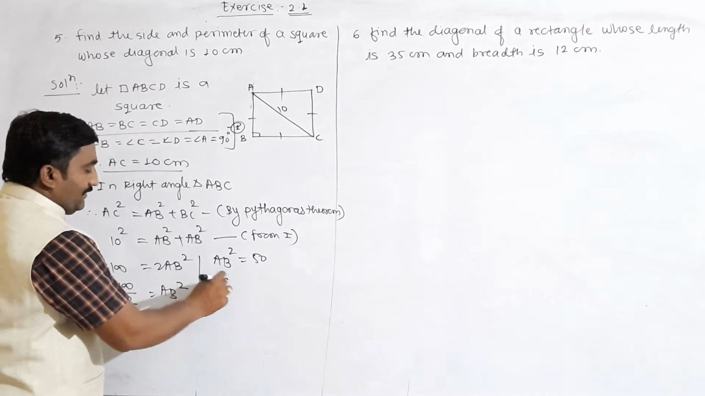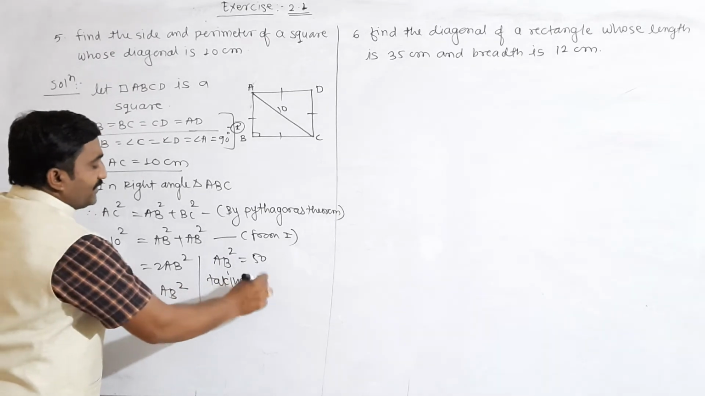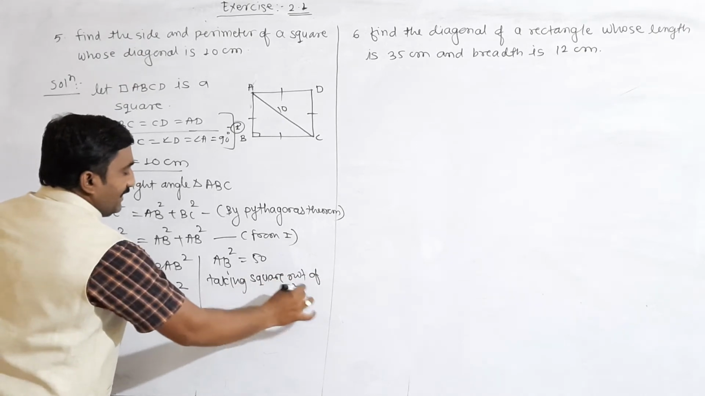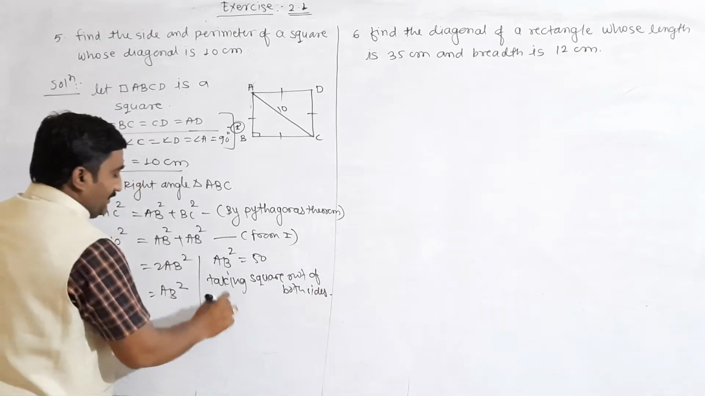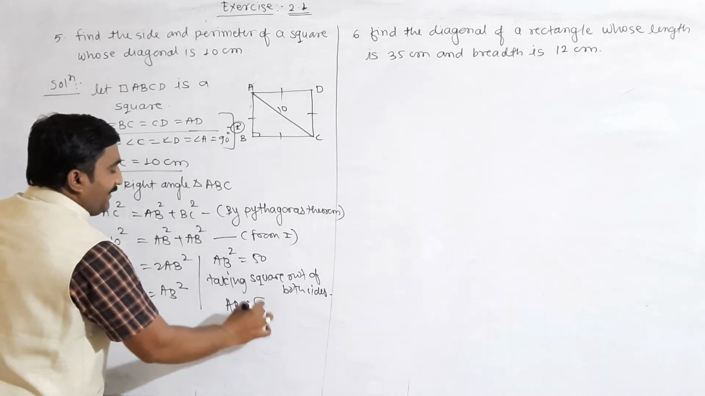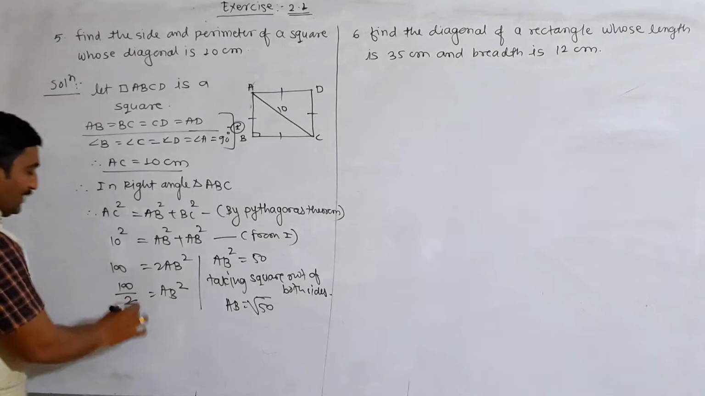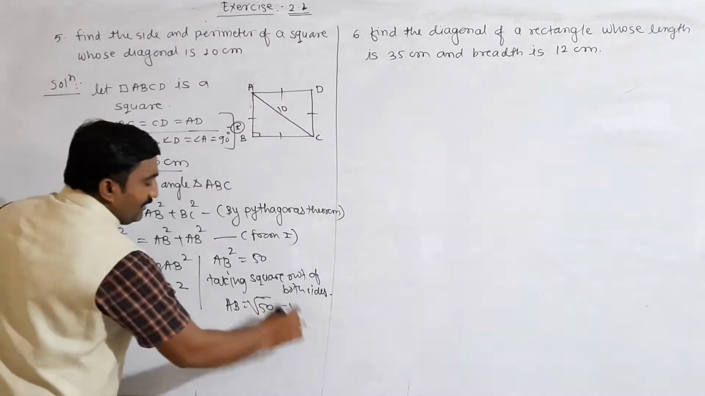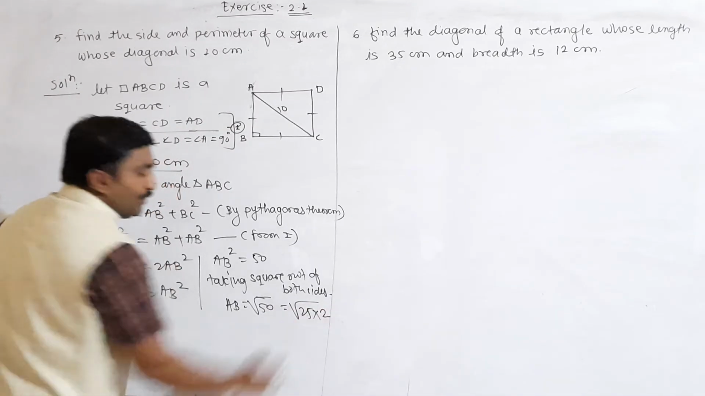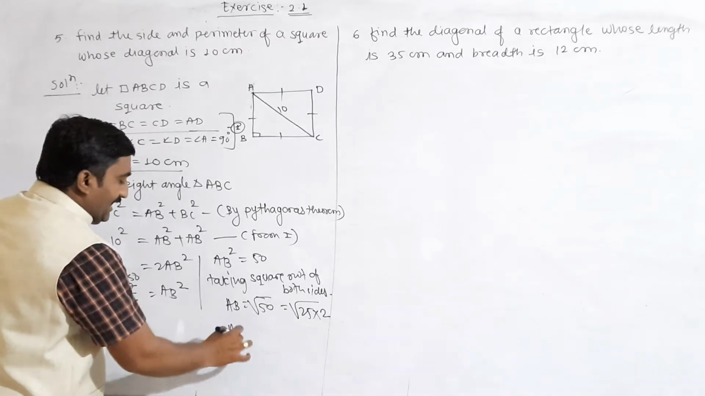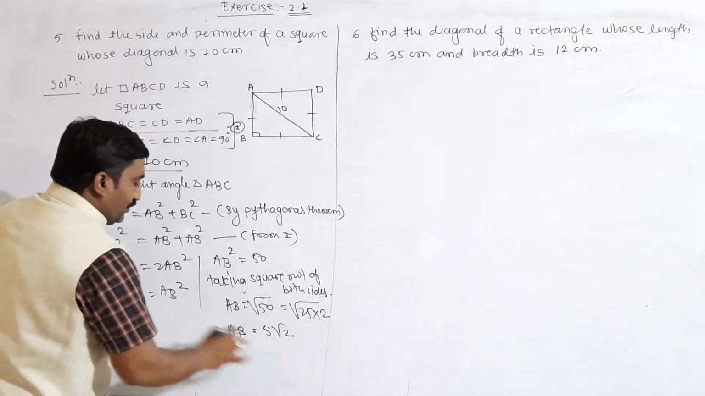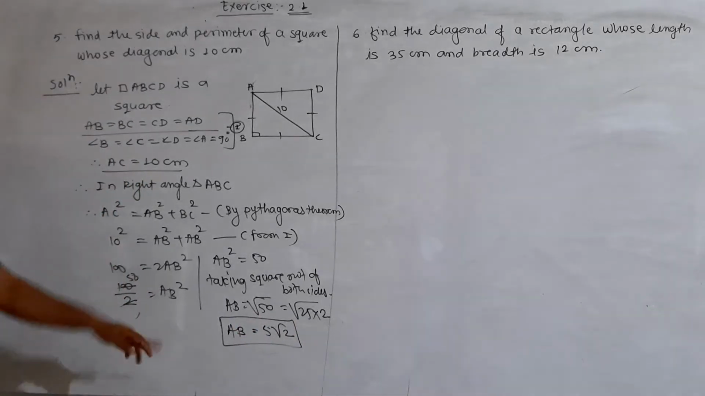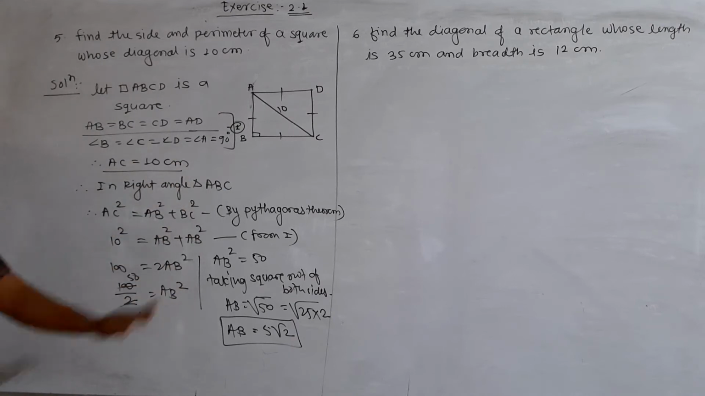Then, taking square root of both sides, AB is equal to root of 50. Here 2 ones are 2, 5 twos are 10, 0 as it is. Then AB is equal to root of 50, which means 25 into 2, factorize it. Therefore, AB is equal to 5 root 2. Therefore, side of a square is 5 root 2.